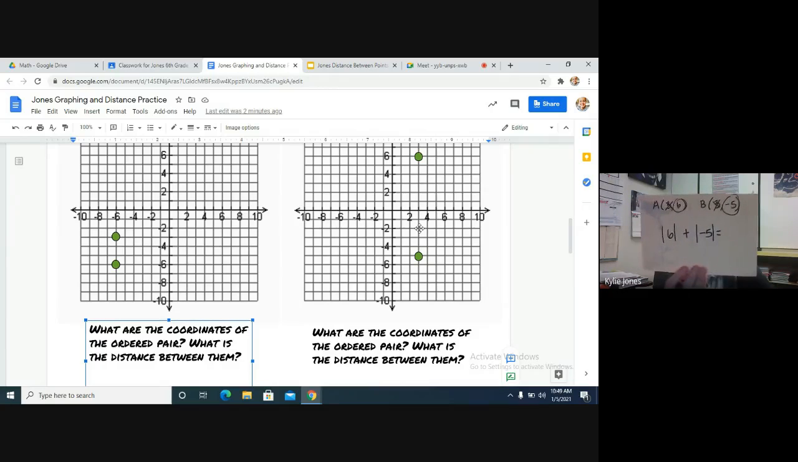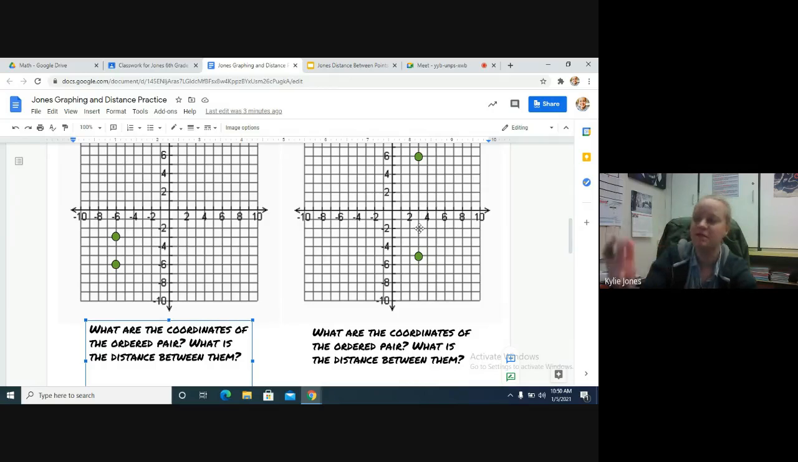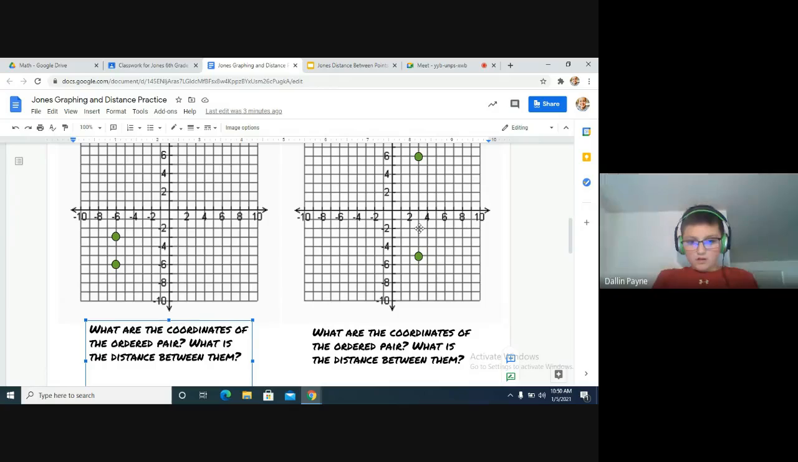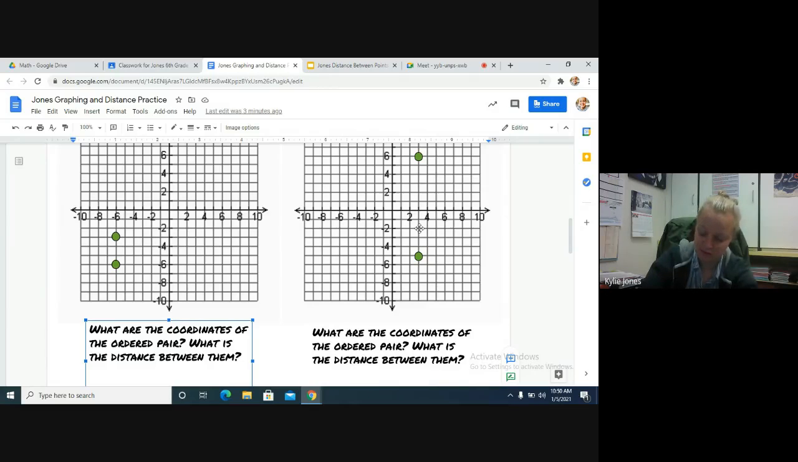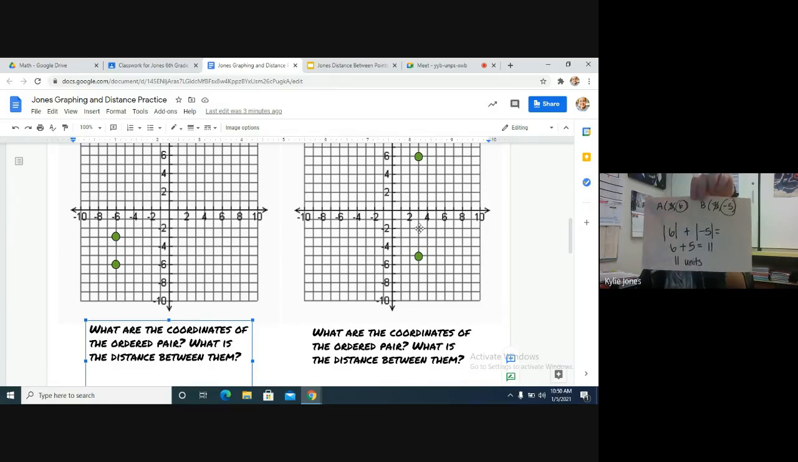So our number sentence would look like this. Absolute value of 6 plus absolute value of negative 5. What's the absolute value of 6? 6. And the absolute value of 5? 5. Good. Well, I meant negative 5, but it's the same answer, right? And then what is 6 plus 5? 11. 11 units. So our final answer here is 11 units. How could I check my answer on that? By counting the distance in between them.